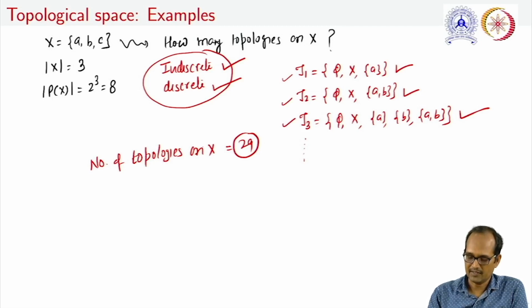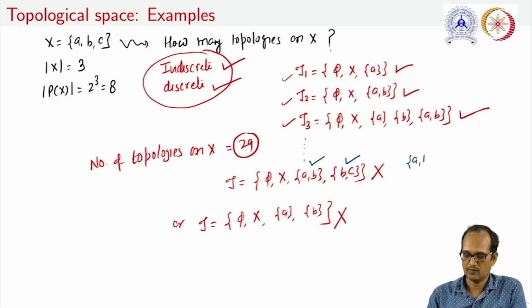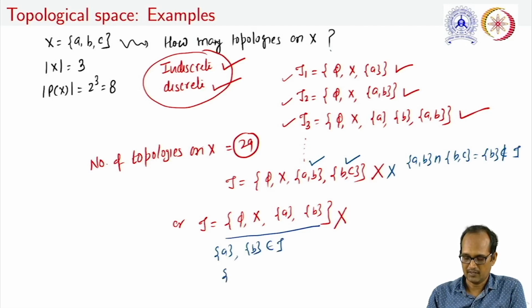Here it is to be noted that if we are taking a collection something like the empty set, X, this two-point set AB and this BC, or we are taking in the collection tau something like the empty set, X, A and B, note that neither is this a topology on X nor is this a topology on X. The question is why? Here AB is a member of this collection, AB is a member of tau and BC is a member of this tau, but we find AB intersection BC, that is the singleton set B, which is not in tau, therefore this is not a topology. Similarly here the singleton set A and singleton set B both are in tau, but if we look for their union, this union is the set AB which is not in tau, therefore this is also not a topology.